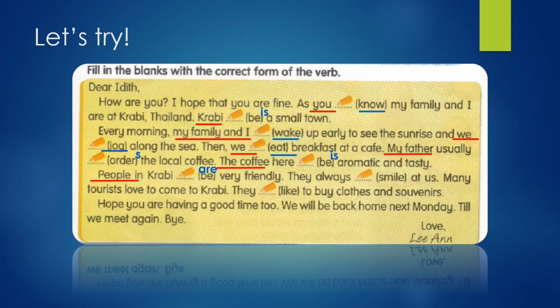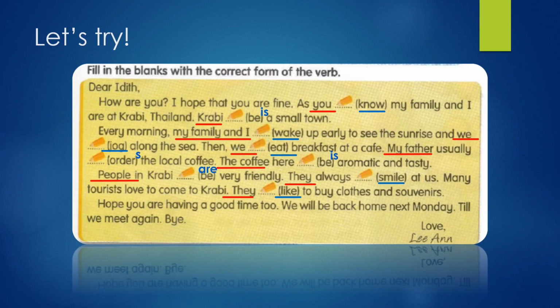They always smile at us. Now we look at they. So when we use they, what happened to the verb? Yes, the verb smile remains as it is. No changes for smile. Okay? Next, many tourists love to come to Krabi. They, in bracket, like to buy clothes and souvenirs. Okay, we look at they. So, what happened to the verb if we use they? Yes, the verb like remains the same.